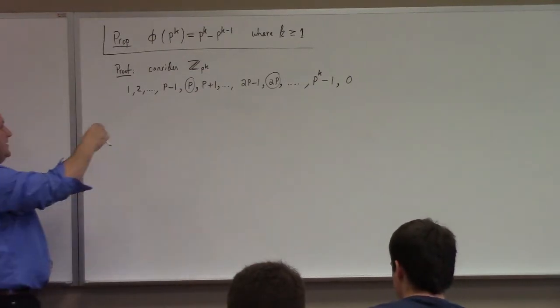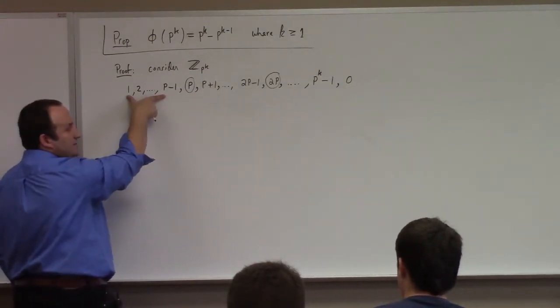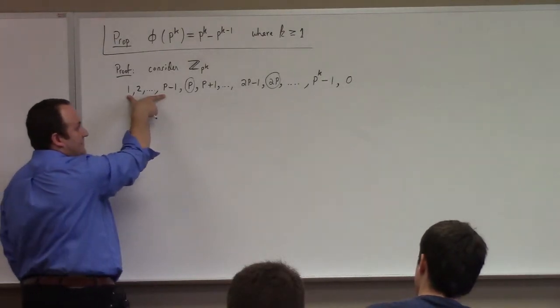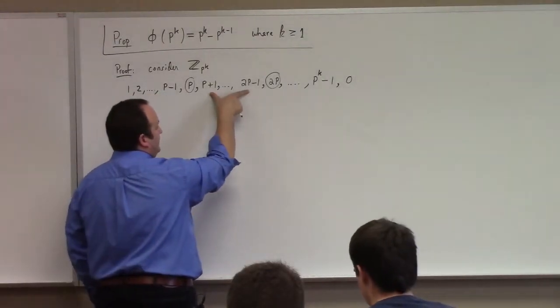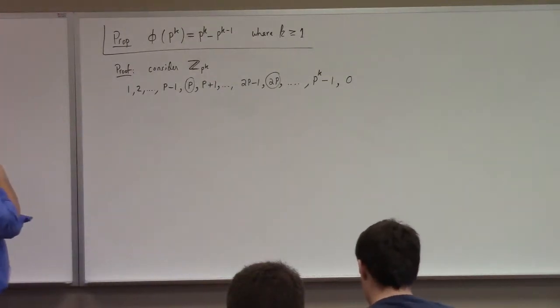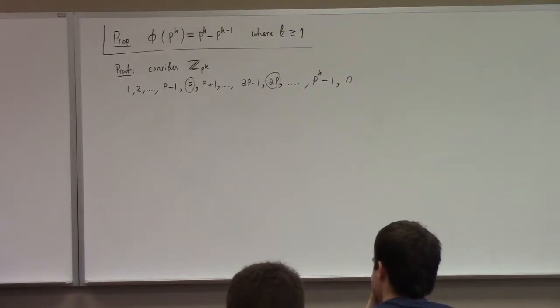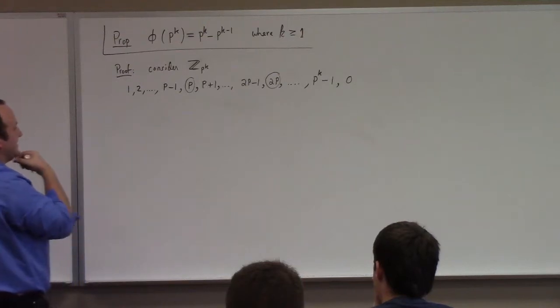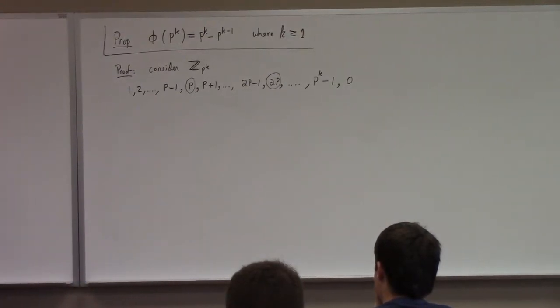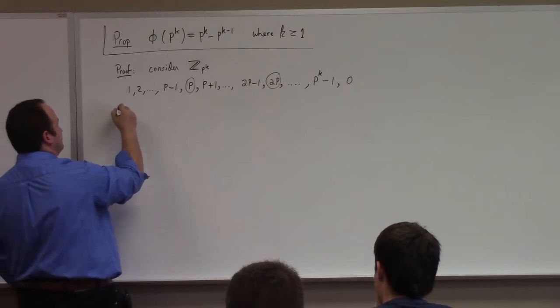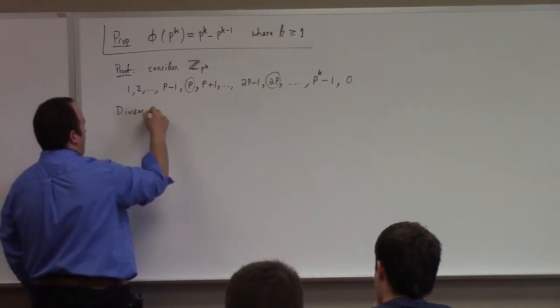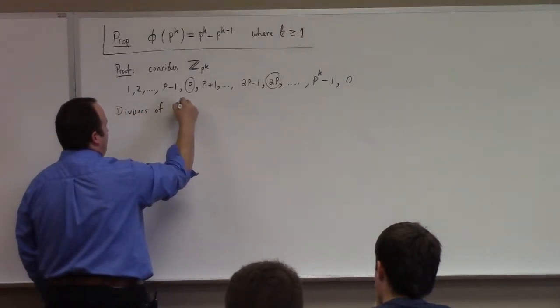Can anything in here be a divisor of p to the k? Think about it, it can't. Could anything in here be a divisor of p to the k? Yeah, I can kind of see that intuitively. So it's not quite a proof, is it? What are the divisors of p to the k? Maybe that's a little bit easier to actually list, right?